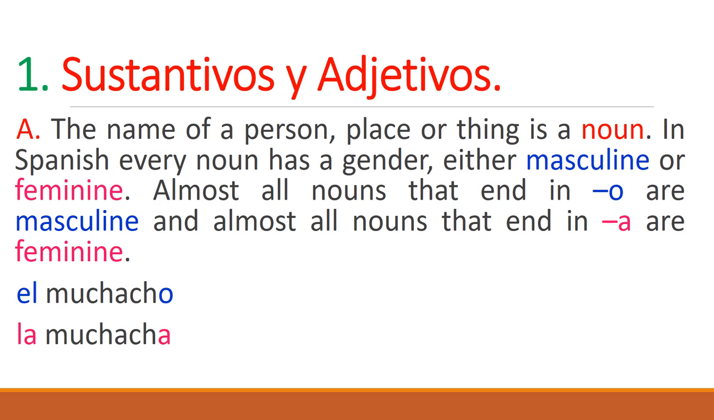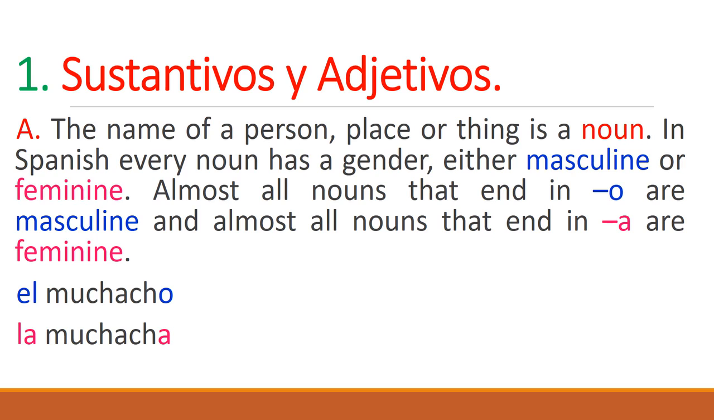Now, número 1, sustantivos y adjetivos. We're going to start with letra A. Now, like in English, in Spanish we have nouns. The name of a person, a place, or a thing, that's a noun. Felipe, Carlos, María, Ana, Miguel, a person. A place, Brownsville, Texas, Mexico, Cuba, Buenos Aires, Madrid, España. A thing, el libro, el cuaderno, el lápiz, la clase, el curso.